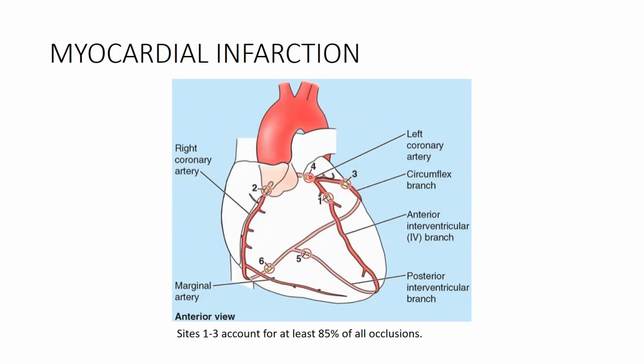And number four is the left coronary artery, and this one is the interventricular branch of the right coronary artery. Okay, sites number 1, 2, and 3 account for at least 80 or 85% of occlusions. So the majority of blocks are here.